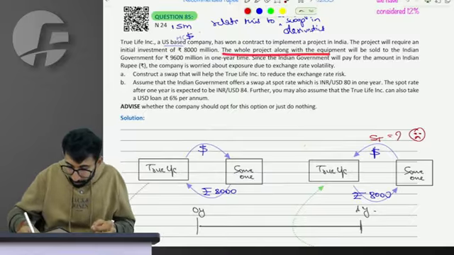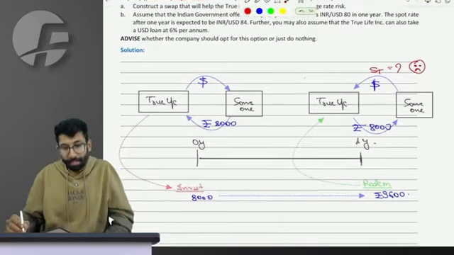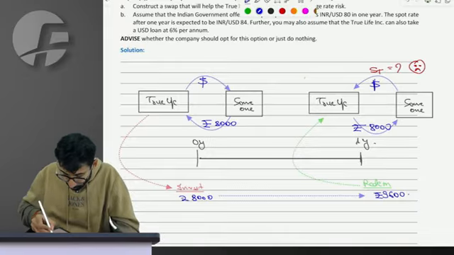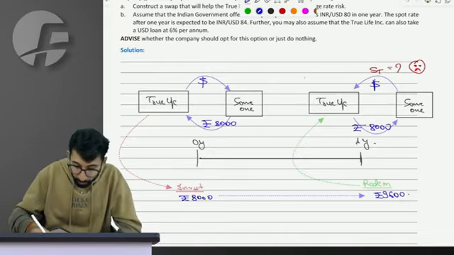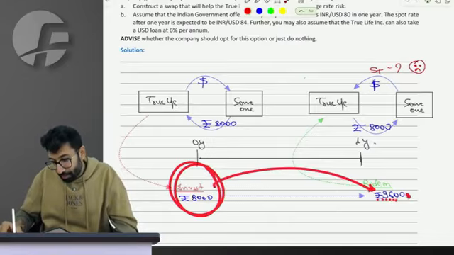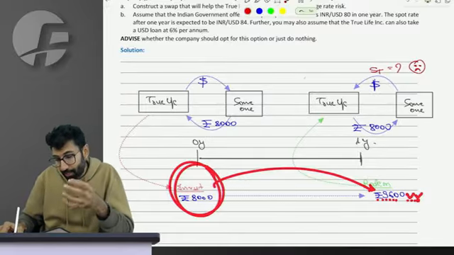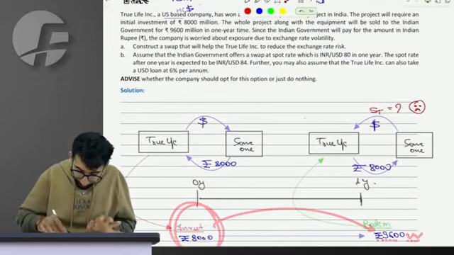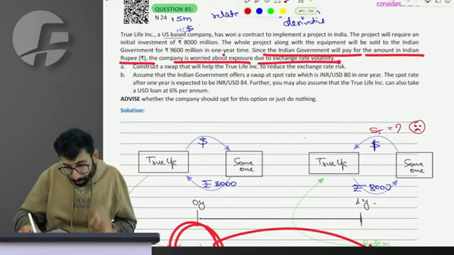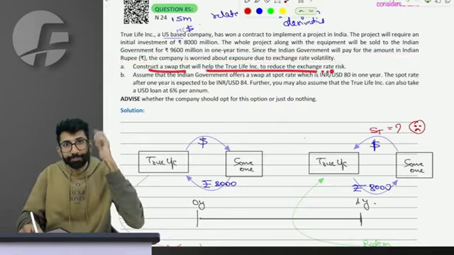The whole project will be sold to the Indian government for 9600 in one year's time. Listen to what's happening on the timeline. At 0 point, we need to invest rupee 8,000. To invest, there's an outflow. The same amount will get redeemed after a year, which means the Indian government will buy that entire project and give me 9600 rupee. Since the Indian government will pay the amount in rupee, the company is worried about the exposure. Construct a swap that will help to reduce the exchange rate risk.